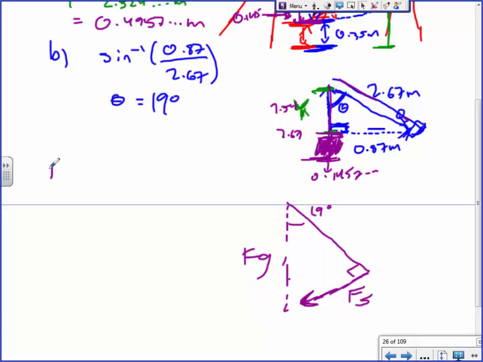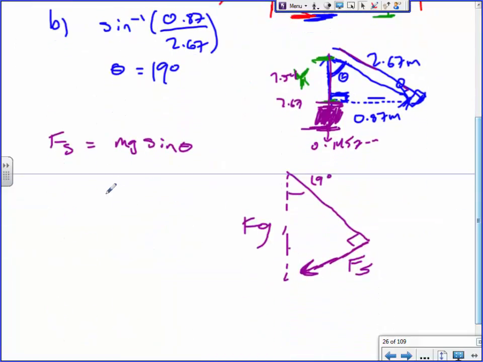So once you get the concept of this, to find your restoring force, it's just going to be mass times gravity times the sine of theta. Very similar to the damping force. And you should have all that information, because the mass is 26, gravity is 9.81, and it's the sine of that 19 degrees number. I got about 83 newtons.